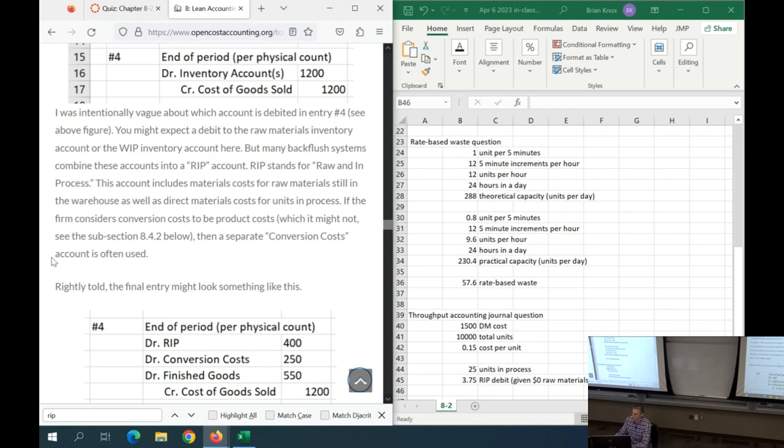Yeah, no, go ahead and assume every time you see a Chapter 8 question that they're using the weird inventory accounts: RIP, conversion costs, if it's using direct costing. Otherwise, there wouldn't be any conversion costs if it's not. And finished goods, use RIP.